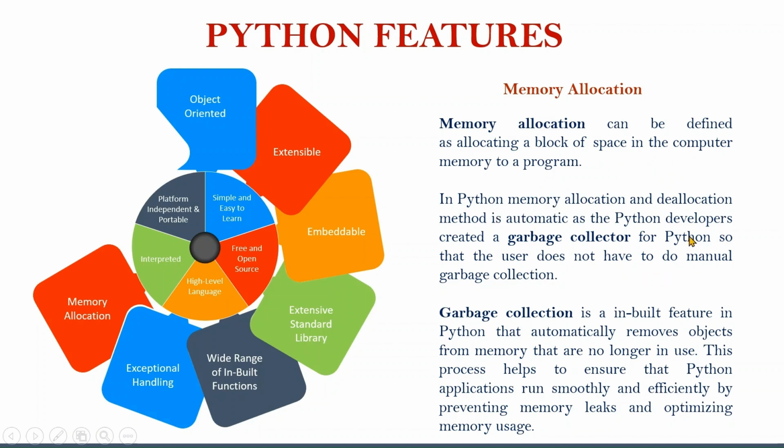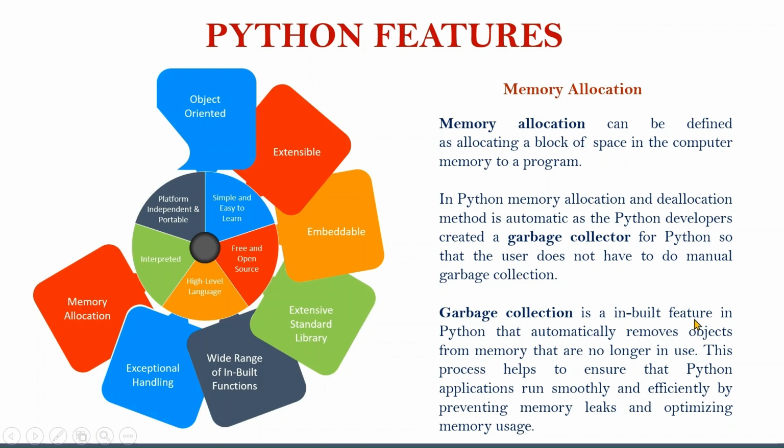Now in Python, the memory allocation and deallocation method is automatic. Allocating as well as deallocating of memory is automatic, as the Python developers created a thing called the garbage collector for Python, so that the user does not have to do manual garbage collection. So for the developers, the headache is gone, like allocating and deallocating memory for objects or variables. Automatically the memory is allocated whenever you declare a variable or create an object. And once your work is over, you need not write any extra code for deallocating memory. Internally, the garbage collector is going to take care of releasing the memory for unused objects.